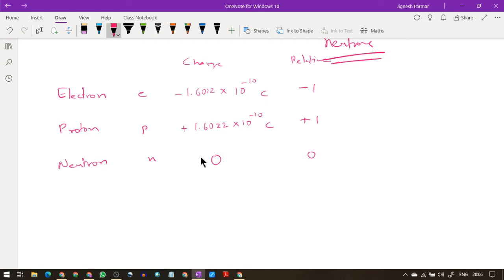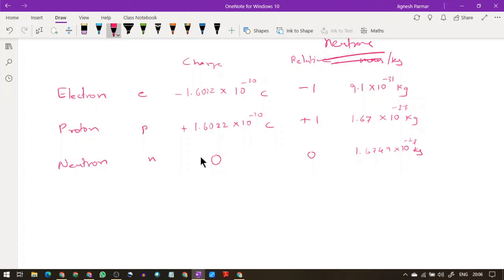When I talk about mass in kilograms, the mass of the electron is 9.1 into 10 raised to -31 kilogram, very very small compared to the proton. The proton has a mass of 1.67 into 10 raised to -27 kilogram, which is heavier than the electron, and the neutron carries almost the same mass, a little bit more, 1.6749 into 10 raised to -27 kilogram.